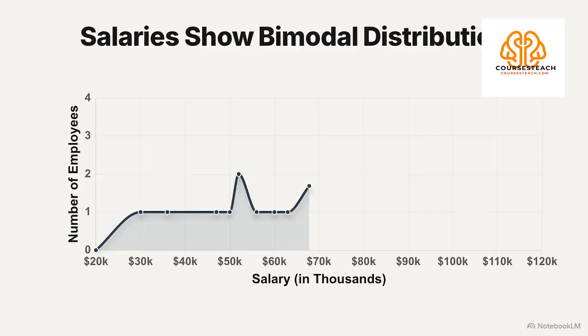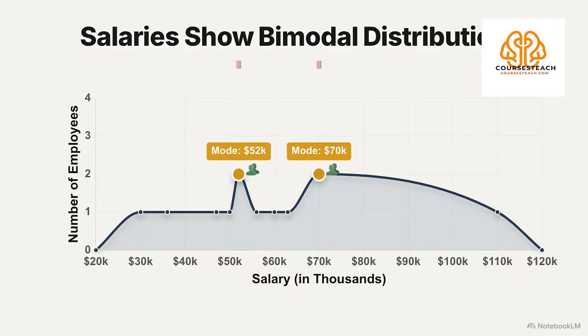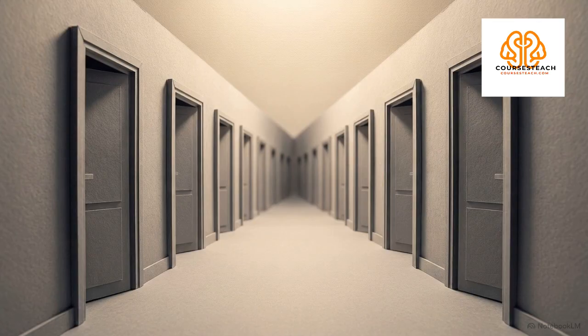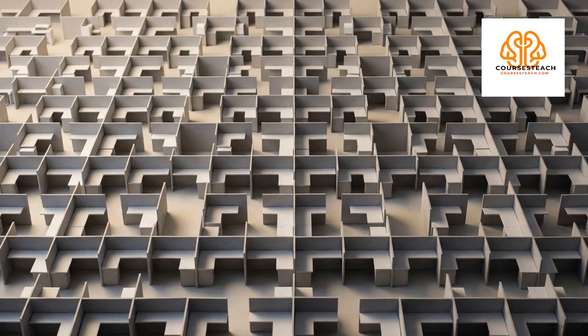If we look back at our 12 employees, a salary of $52,000 shows up twice, and a salary of $70,000 also appears exactly twice. Datasets can have ties. Because we have two numbers tied for the most frequent, our specific salary list is called bimodal, meaning it has two distinct modes. The mode is the best tool when the CEO needs to know the absolute most common repeating experience in the company, rather than a blended mathematical average.